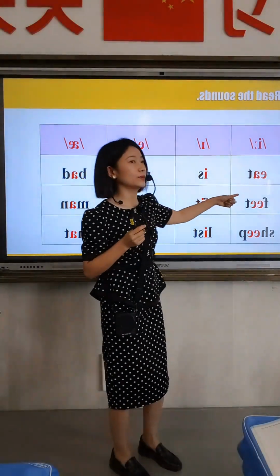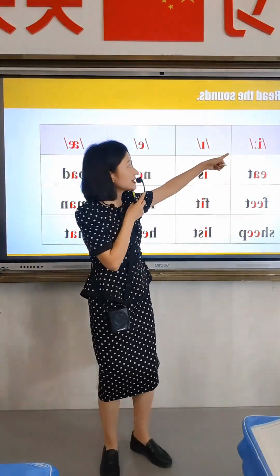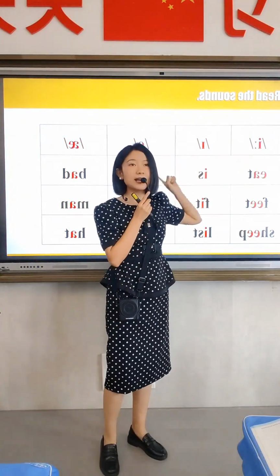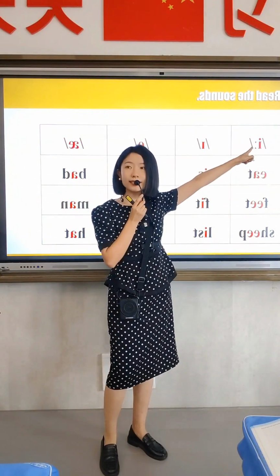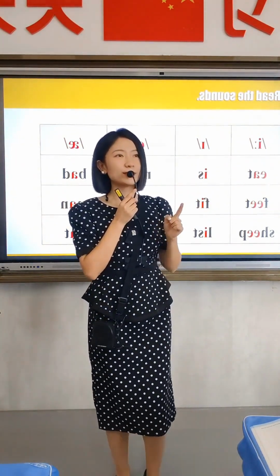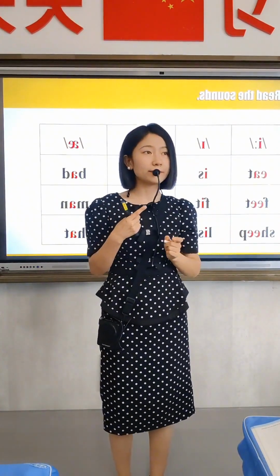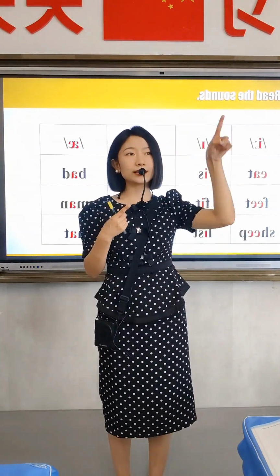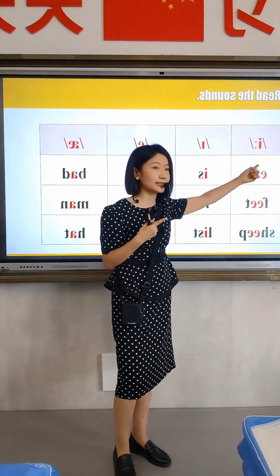Let's see the first one now. So when you see 2 E's together, it says E. And when you see E and A together, it also says E. So what else? What also says E? Think about the word he. So when you see the letter E, it also says E, right?